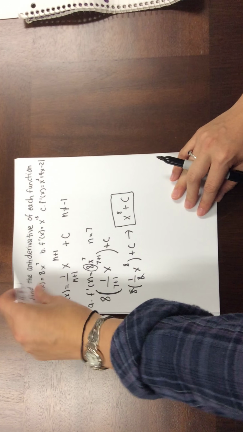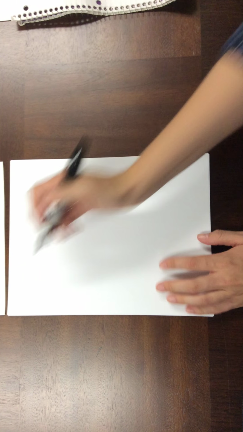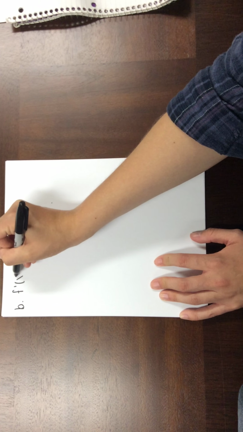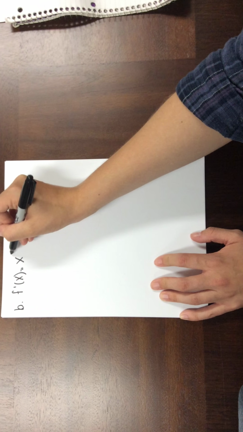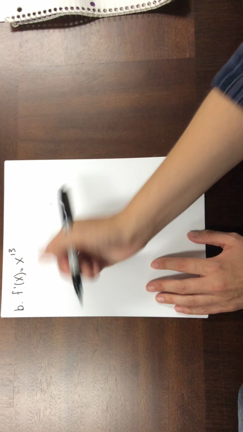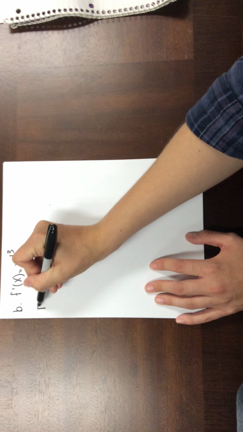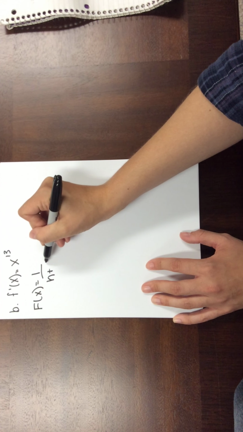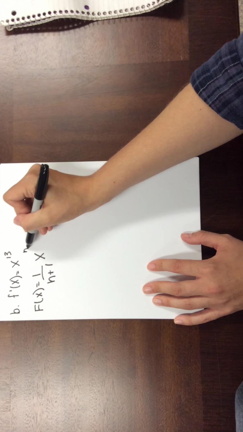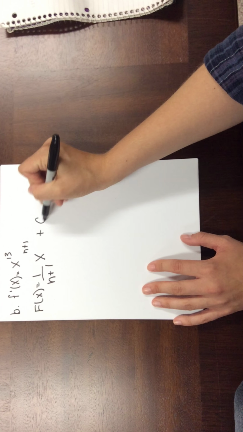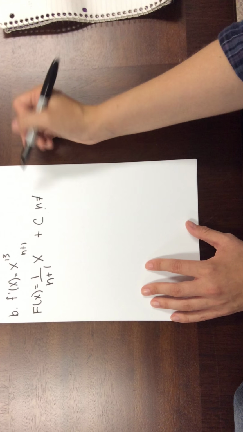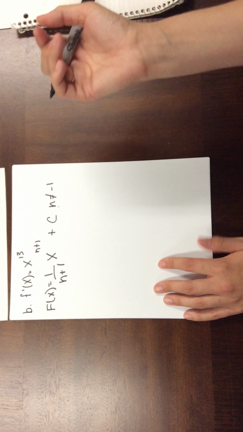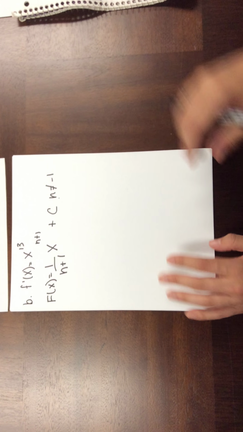So then for part B, f prime of x is equal to x to the 13th. And I'll rewrite the formula down each time so that we can see it. F of x equal to 1 all over n plus 1 x to the n plus 1 plus the constant when n does not equal a negative 1. And n does not equal a negative 1 because if we did negative 1 plus 1, we would get 0, and we can't divide by 0.